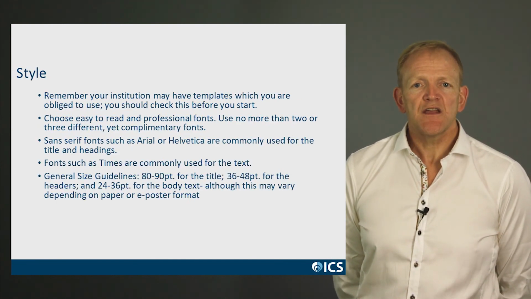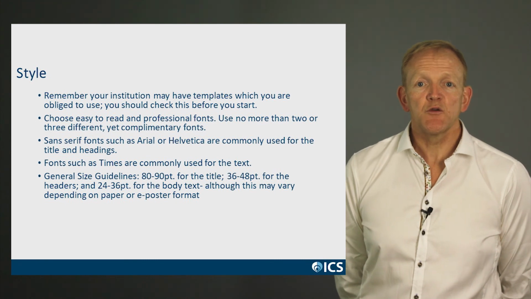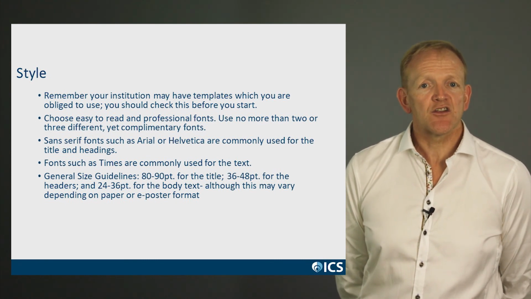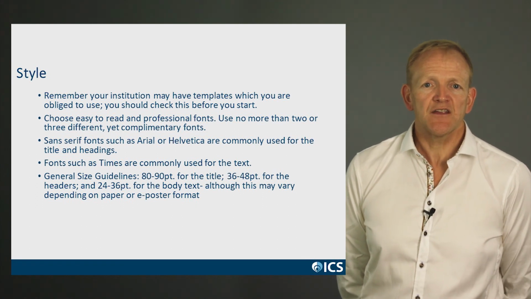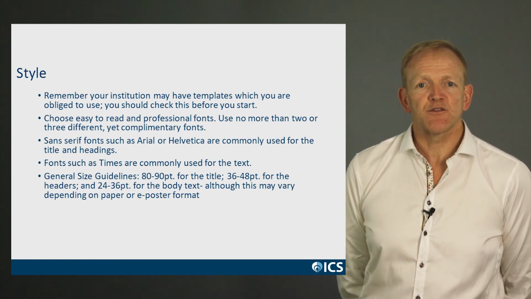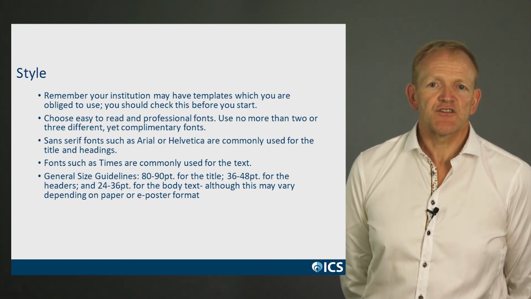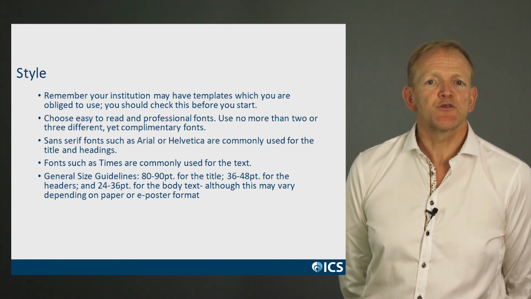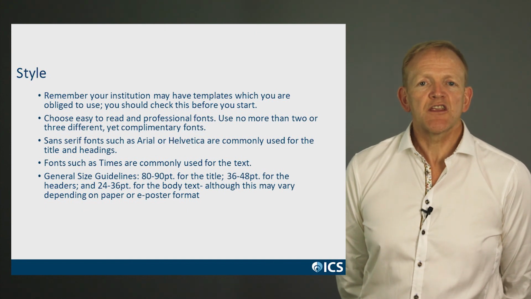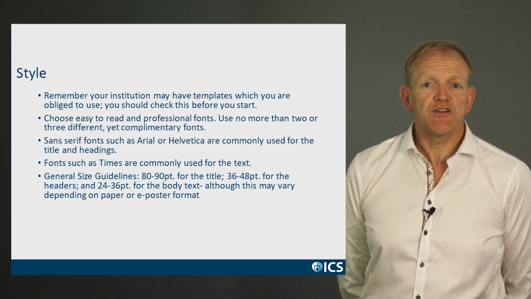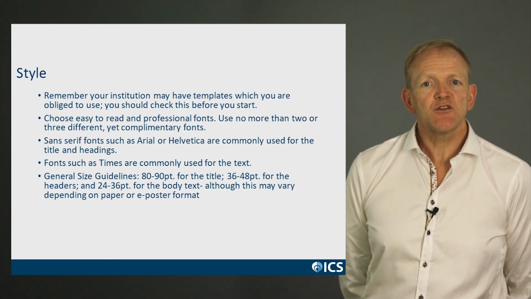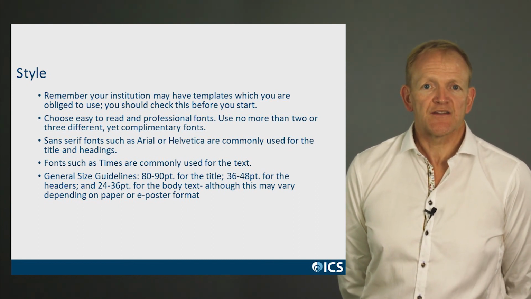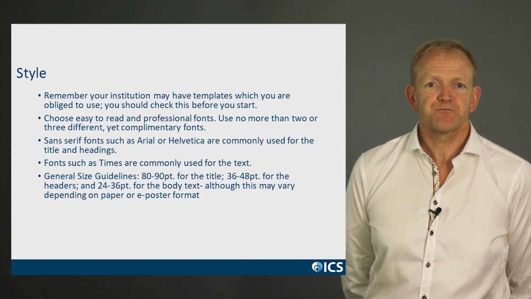Choose easy to read and professional fonts. Use no more than 2 or 3 different yet complementary fonts if you have to. Sans serif fonts such as Helvetica or Arial are commonly used for the title and headings. Those such as Times or Calibri are commonly used for the text. In general, you should think about the following sizes: 80 to 90 point for the title, 36 to 48 point for the headers, and 24 to 36 point for the body text. All this may vary depending on paper or e-poster format.